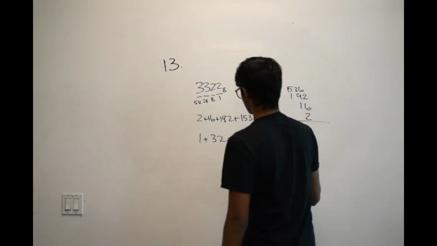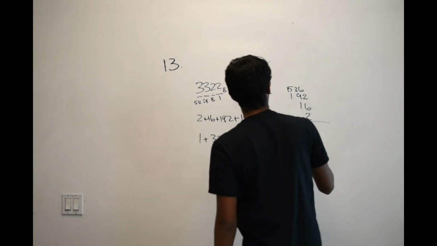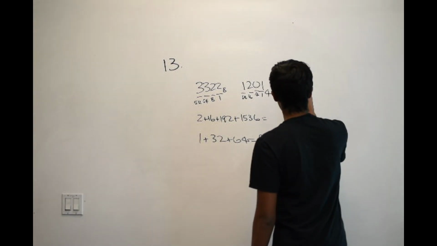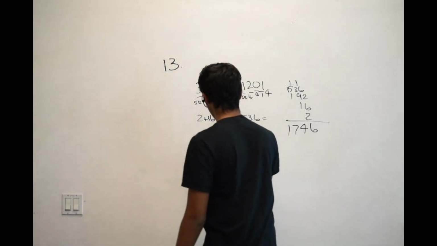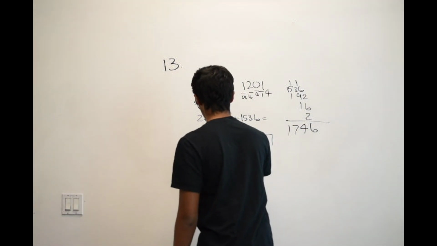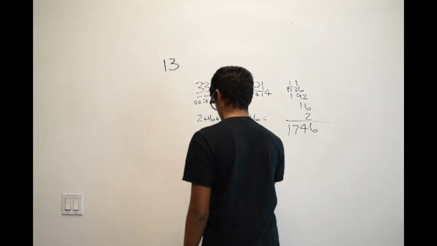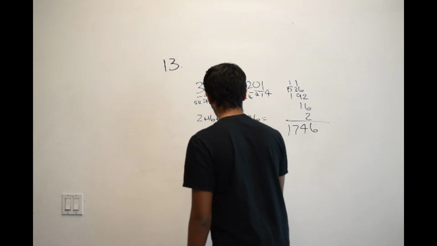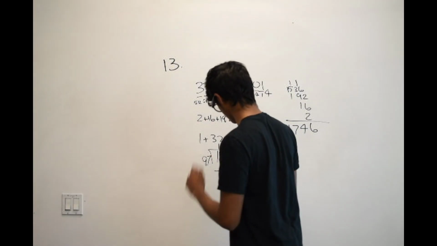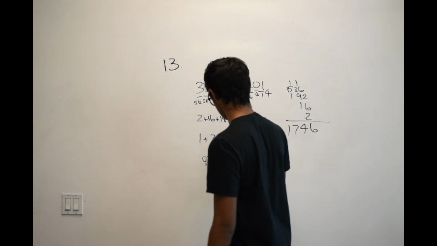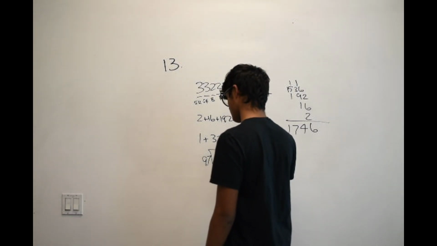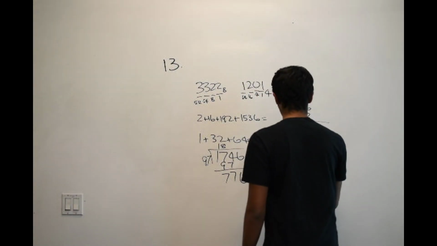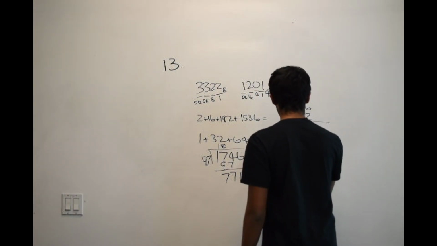Okay, so yeah, you never want to make any arithmetic mistakes. So always make sure you're checking your work as you're going. So 1746 divided by 97. And that should be 18. Okay, I'm pretty sure that's perfect, right?